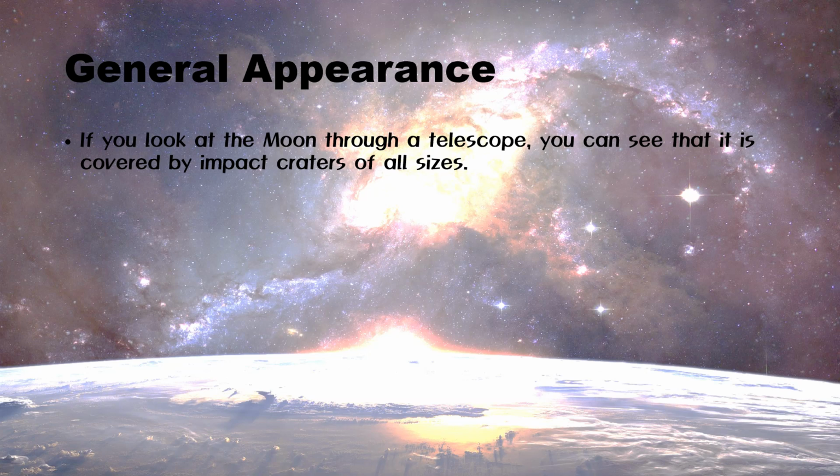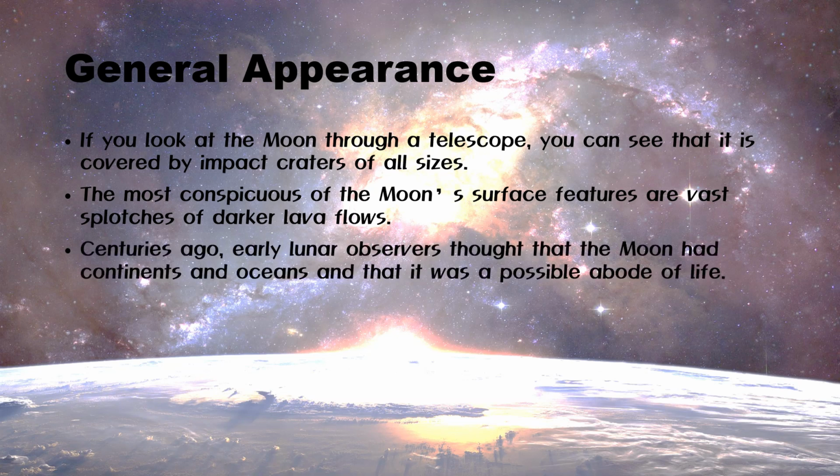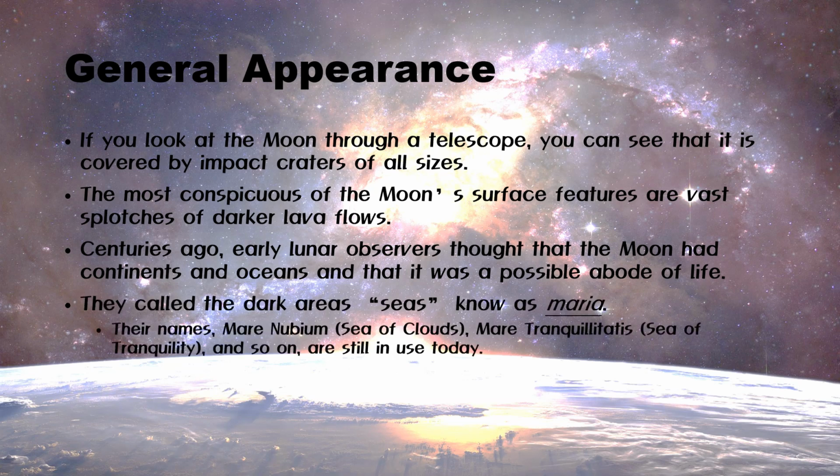If you look at the moon through a telescope, you can see that it's covered by impact craters of all sizes. The most conspicuous of the moon's surface features are vast splotches of darker lava flows. Centuries ago, early lunar observers thought that the moon had continents and oceans, and that it was a possible abode of life. They therefore called these dark areas seas, which we refer to as Maria.